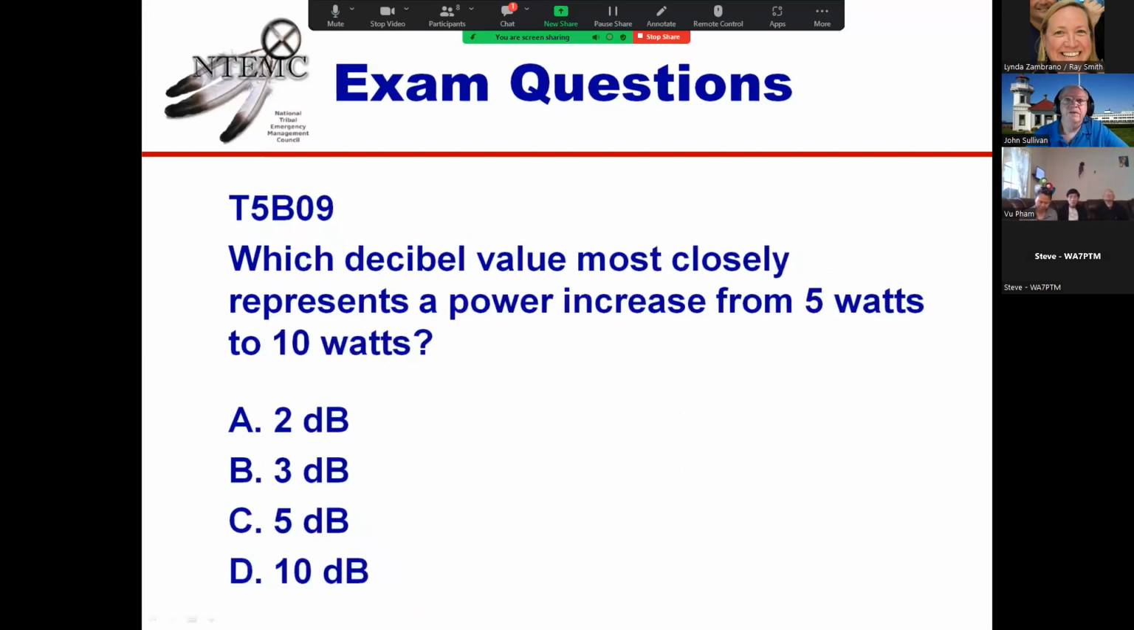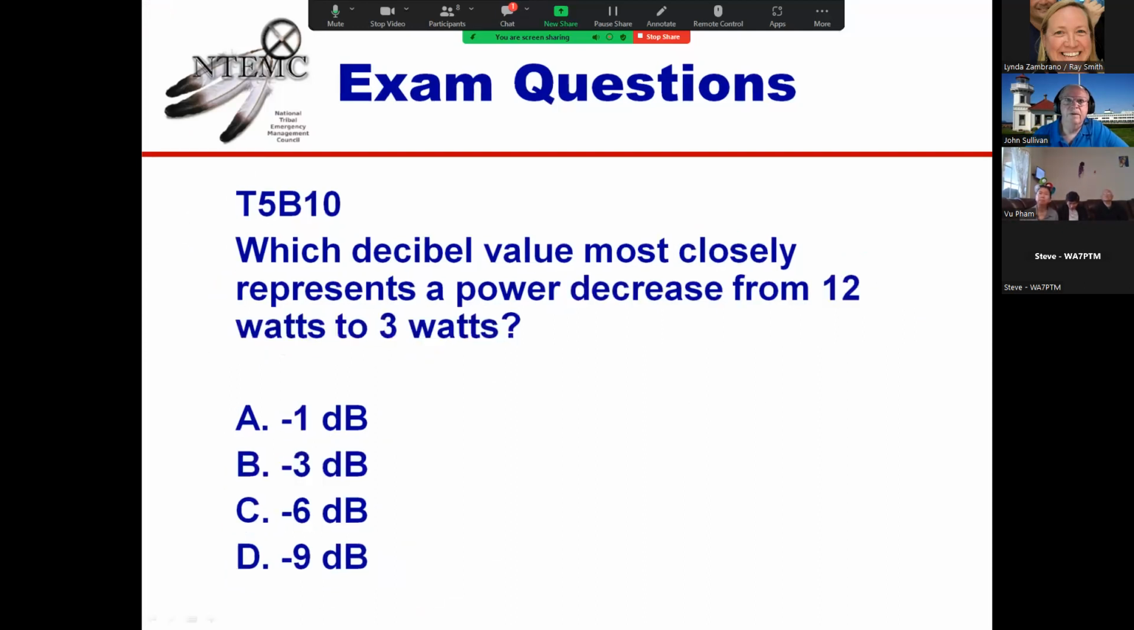Now, shift into some different concepts here. Which decibel value most closely represents a power increase from 5 watts to 10 watts? Well, an increase from 5 watts to 10 watts is a doubling of the power, right? And remember, 3 dB is a doubling. 6 dB is 4 times, 10 dB is 10 times. So it doubled, so it's 3 dB.